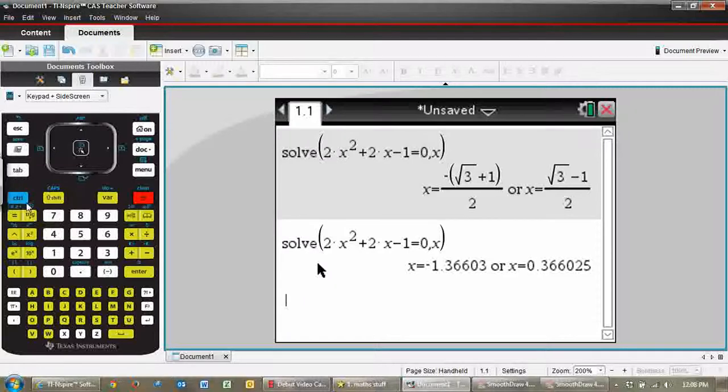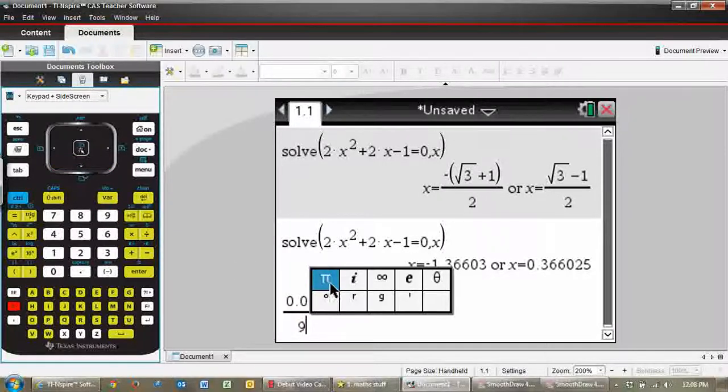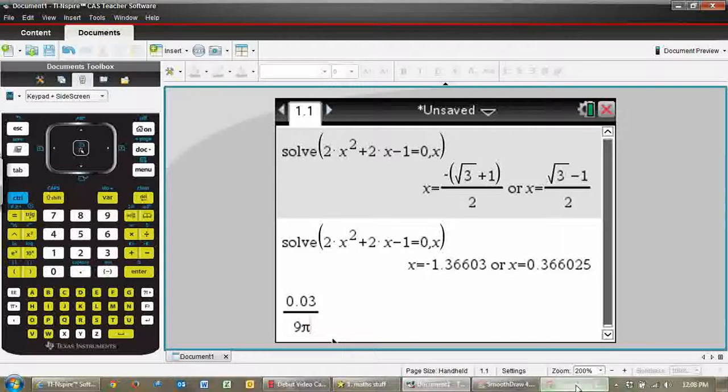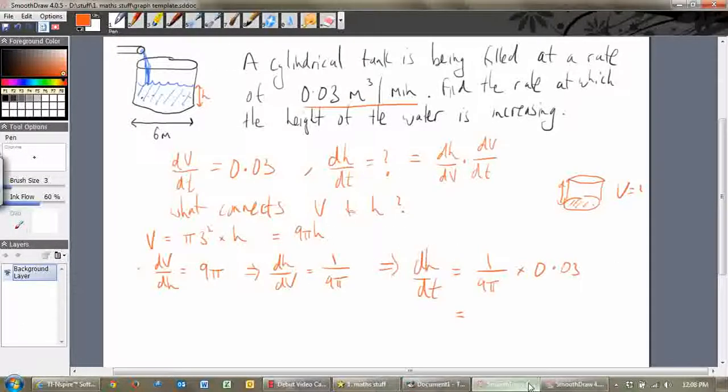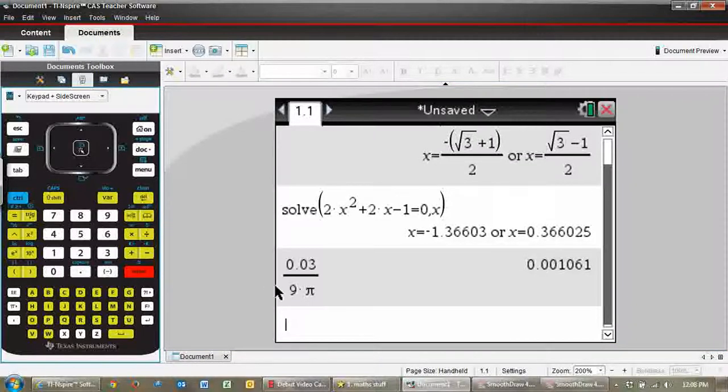Okay, so what was it? It was 0.03. I think it was 9 pi. I'll just check it before I go to it. 9 pi, 0.03 and 9 pi. Yep, that was right. Gives me 0.001. We'll leave it at that.